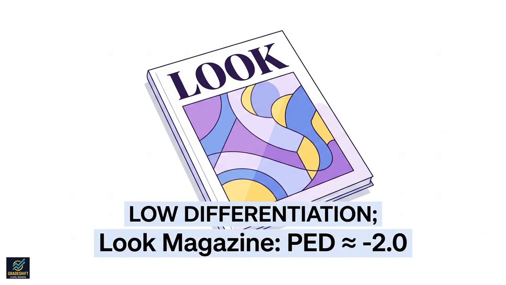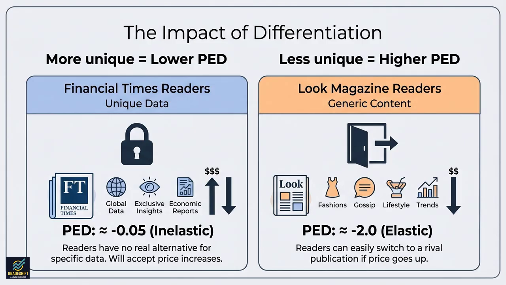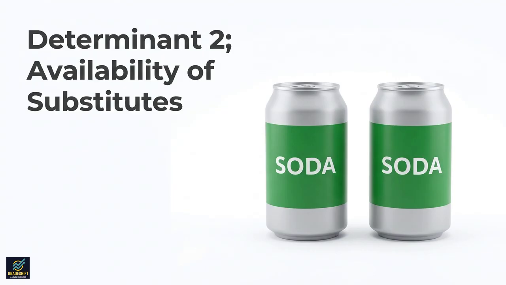In contrast, consider a general celebrity gossip publication like Look magazine. The content is easily found elsewhere, meaning it has very low differentiation. Consequently, its price elasticity of demand is much higher, around minus 2. Because Financial Times readers have no real alternative for that specific data, they will accept price increases. Look magazine readers, however, can easily switch to a rival publication if the price goes up even slightly.